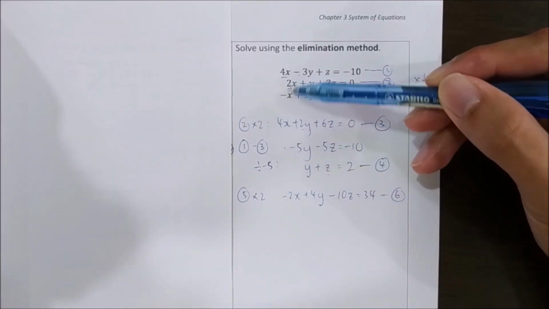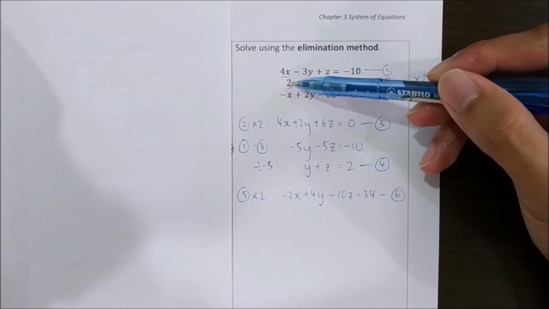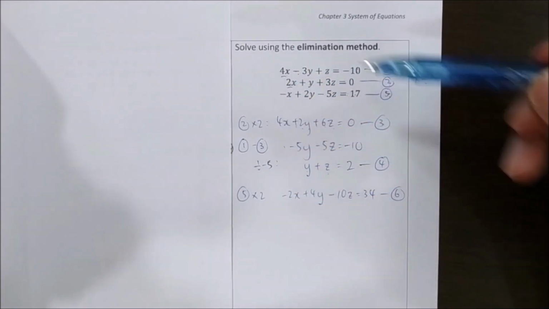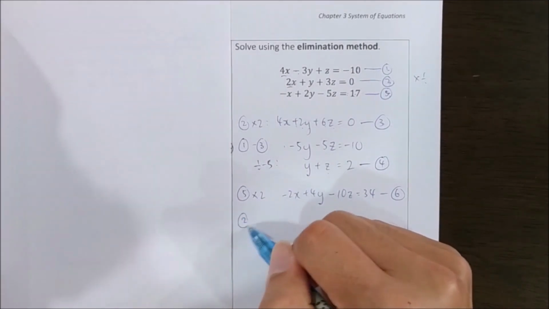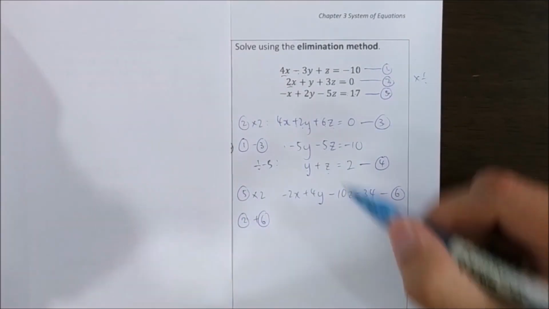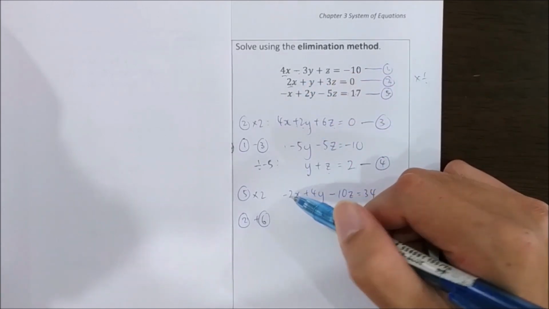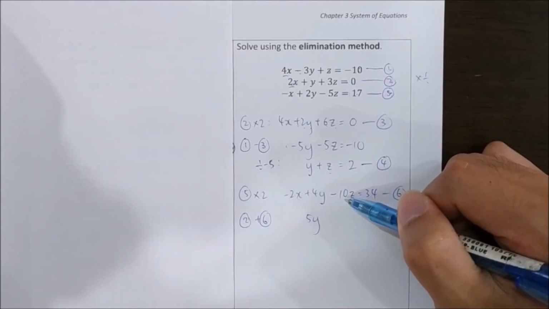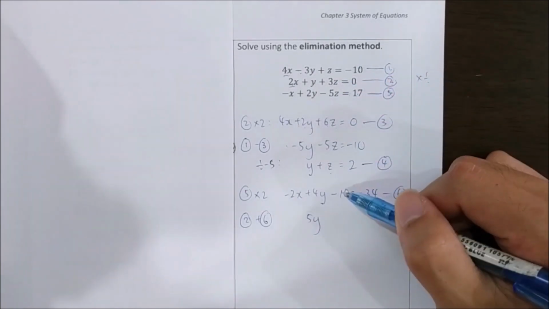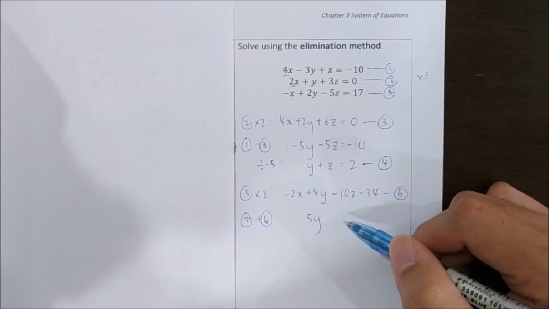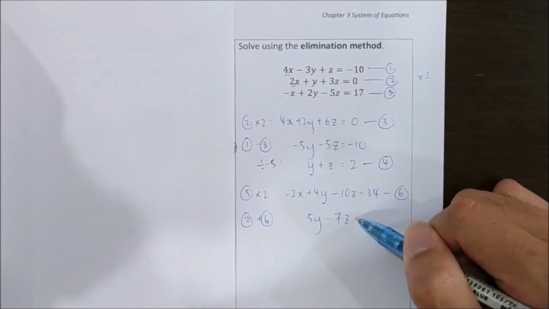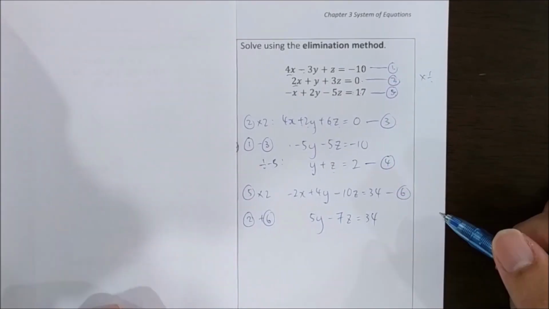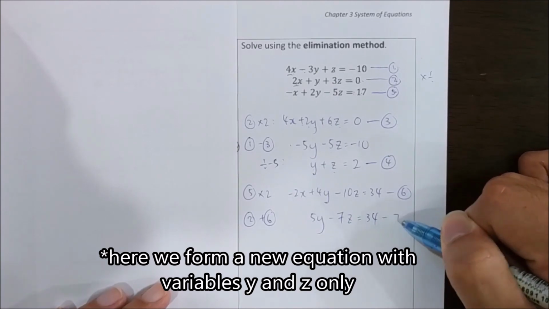So now the coefficient is 2 and negative 2. So to get rid of this variable, we add equation 2 to equation 6, so that 2x minus 2x equals to 0. So equation 2 plus equation 6, 2x plus negative 2x equals to 0, and y plus 4y equals to 5y, 3z plus negative 10z equals to negative 7z equals to 34. And we label this as equation number 7.